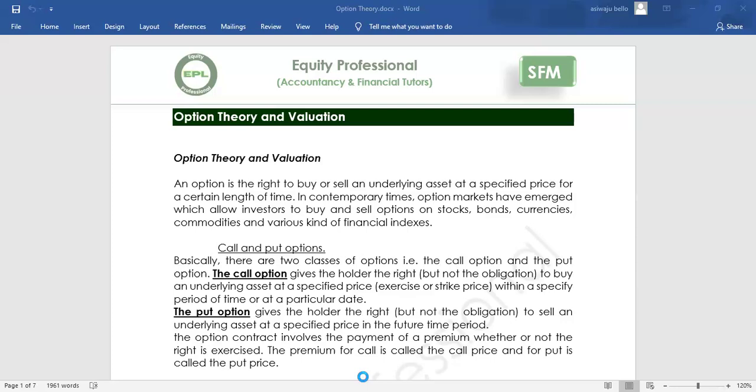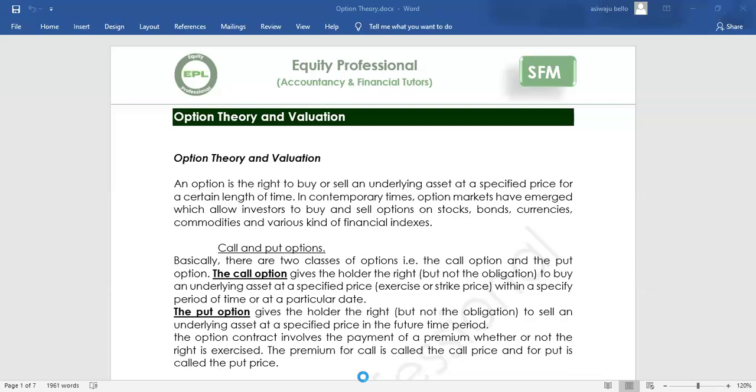An option market is a market where you can buy or sell options. What is an option? An option is the right to buy or sell an asset at a pre-specified price within a specified period or on a particular future date. You can obtain the right to buy an asset at a future specified date. You can obtain the right to sell an asset at a price agreed today on a future specified date.